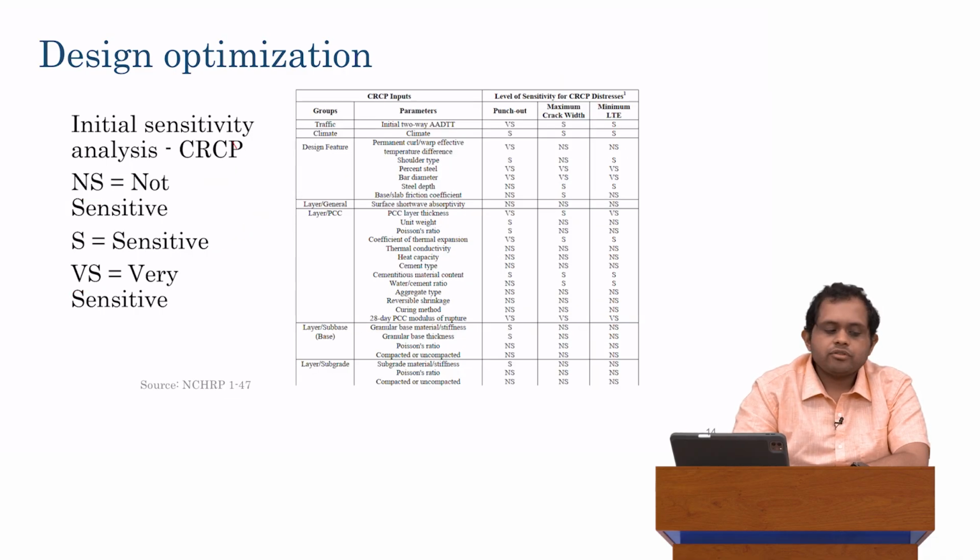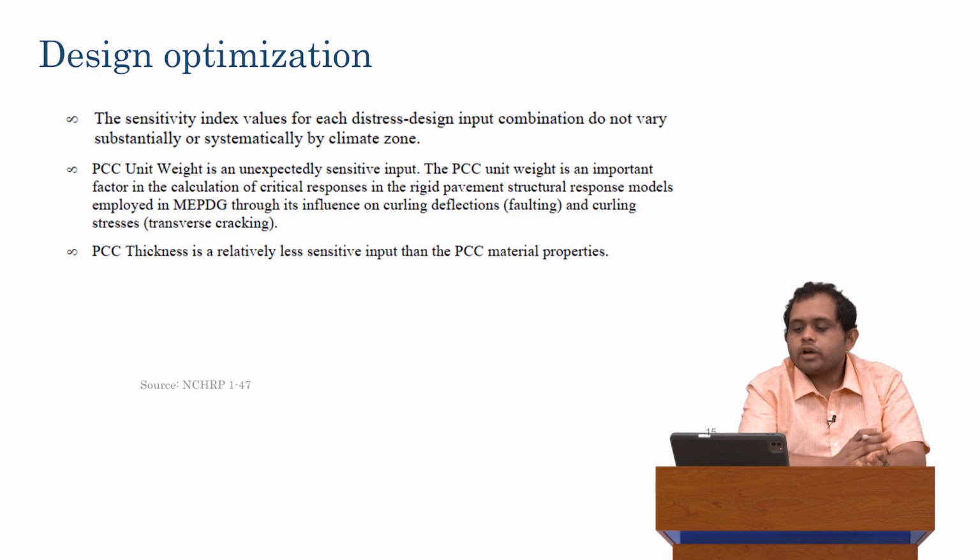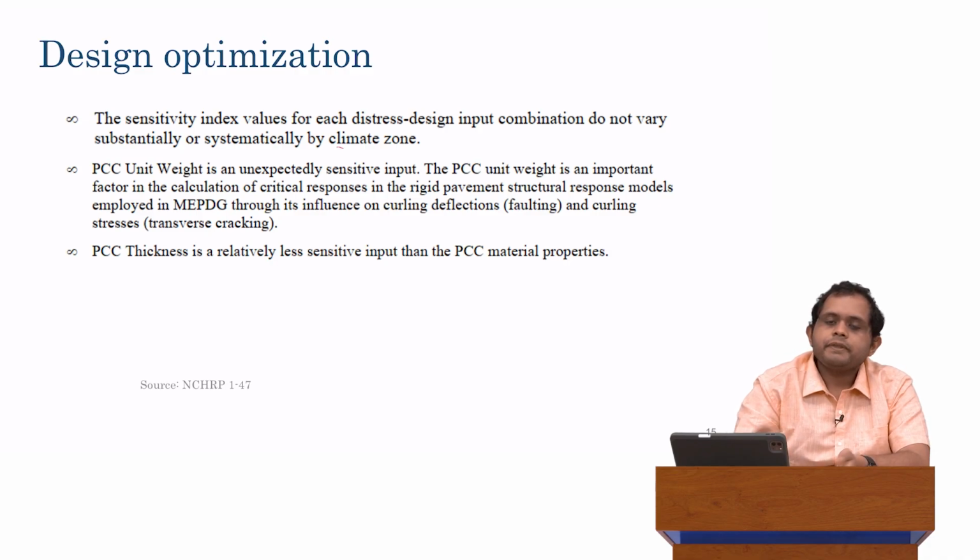They did the same thing, by the way, for CRCP. I'll leave it to you as an exercise to go through this and pick up values which you think were sensitive. Again, the main thing was the steel depth. Steel depth, surprisingly, for punch-outs turned out to be non-sensitive. That was an interesting finding. Okay, so the sensitivity index for each value of the distress design input combination was found not to vary substantially with climate zone. So what they found is that whether the variable is sensitive, not sensitive, or very sensitive, it more or less stayed the same across different climate zones.